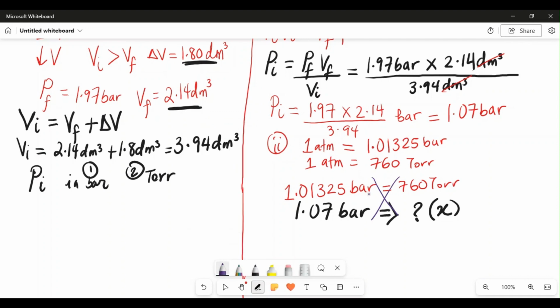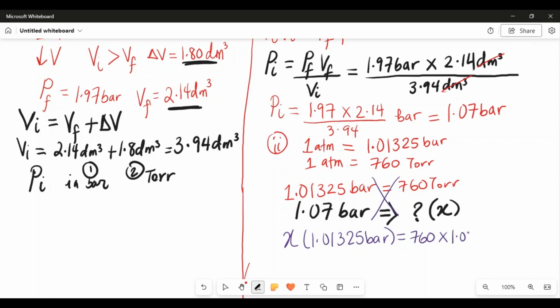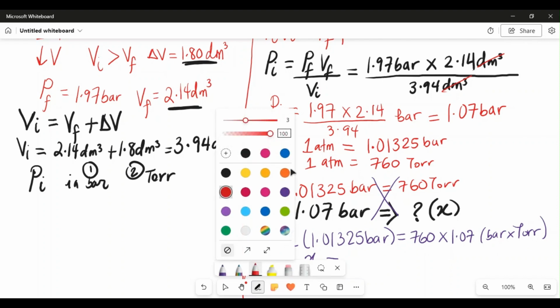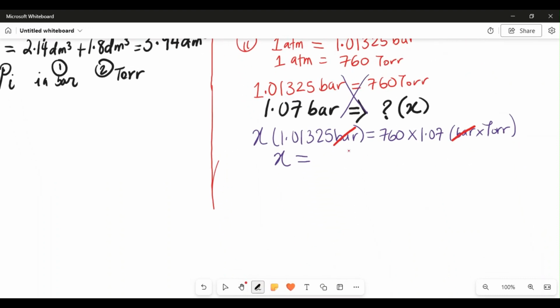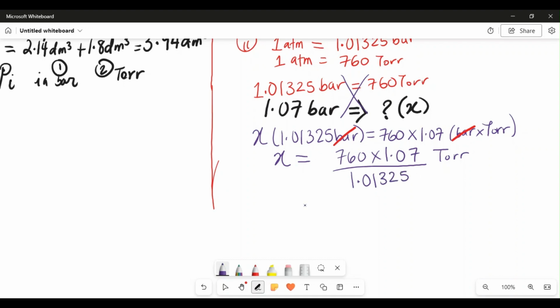So rather than writing the entire thing through dimensional analysis, you can do this quick method. That would just mean X, write your unknown, times 1.01325 bar equals 760 times 1.07, and then bar and torr. Basically, I'm just separating the units from the information. Before we go on to solve it, you can make your work easier by canceling things out. You can cancel out bar, cancel out bar, since we're going to solve it in torr anyway. We're going to end up with 760 times 1.07 torr divided by 1.01325.